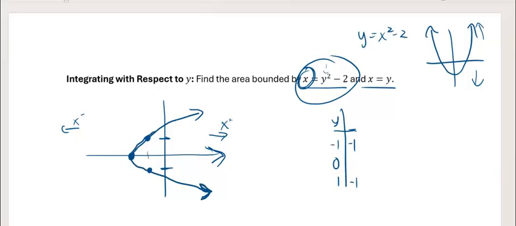And x equals y is the same thing as y equals x. They would intersect here, and we're asked to find this area. All right, let's find that area. Now we're going to integrate over y. Everything's changed here.